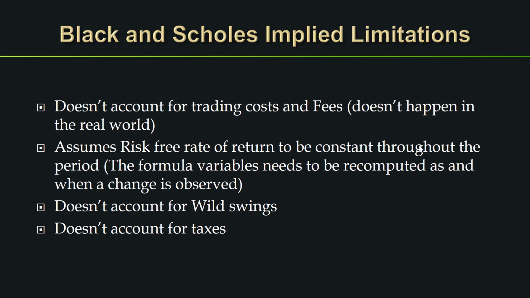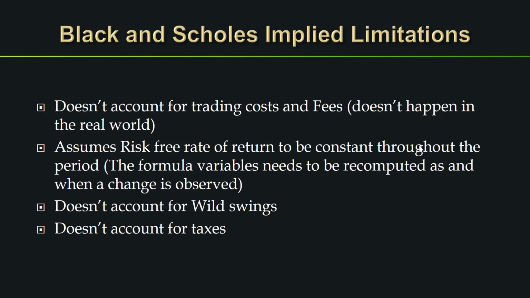Now let's move further and look at the last leg of this presentation, which is the implied limitations of the Black and Scholes model. One of the things which we have previously talked about in the assumptions is that trading costs and fees aren't accounted for in the Black and Scholes model. That certainly doesn't hold in the real world, right? For example, if you want to buy a call option, you have to pay brokerage fees for getting into the position. Out of the total profit you make, you have to deduct the trading costs and fees to get the overall profit you made on the trade. It also assumes the risk-free rate of return to be constant throughout the period, which is basically absurd, right? The risk-free rate of return cannot be constant, it keeps on changing.